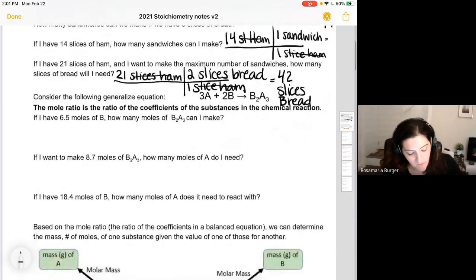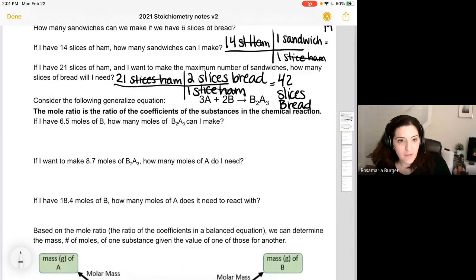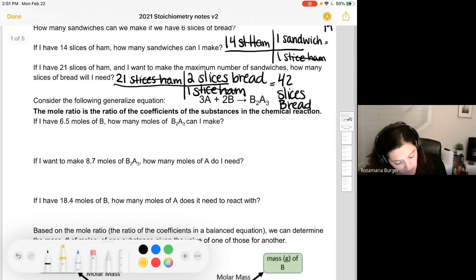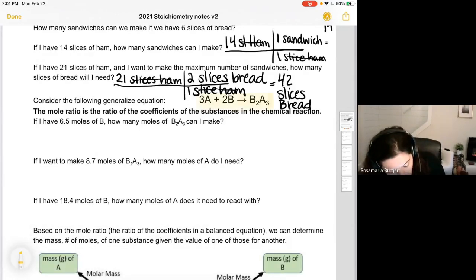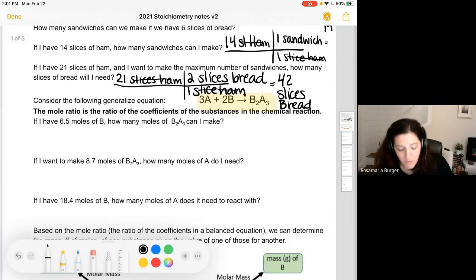Okay. So we're going to use a chemical reaction, and I'm going to highlight it here because it's a little hard to see. There we go. 3 moles of A, 2 moles of B gives you 1 mole of B2A3. So what we did with the example of the sandwiches, without realizing it, is that we used the ratios of the items to predict how much of the other things that we would need.